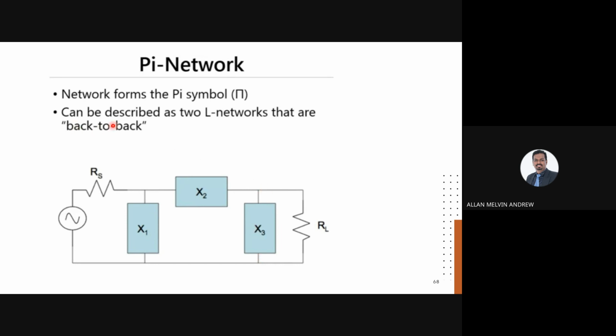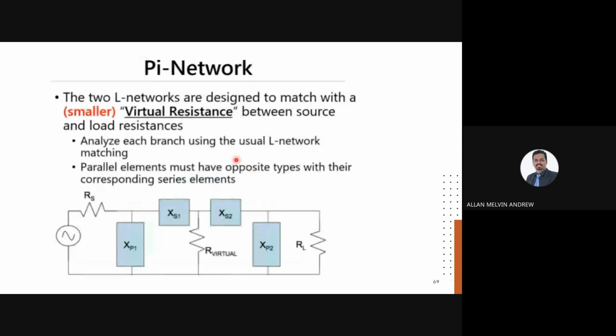So it can be referred to as a 2L network. We can see there are two L networks, 1 and also 2. Previously, yesterday, we saw only one L network, but here we have two. When you are combining these two, you can get a pi symbol. Okay, so we see about the pi network.